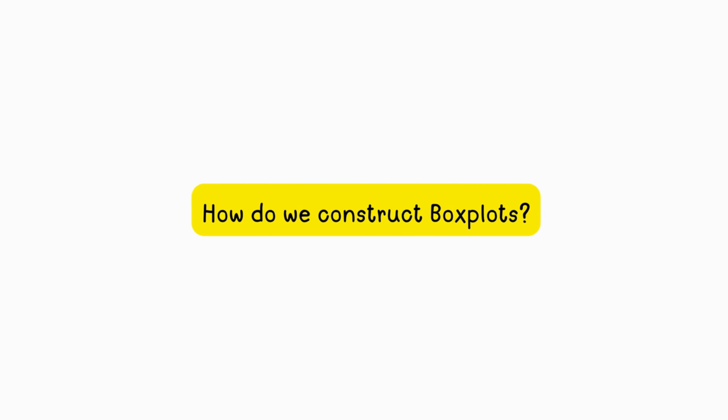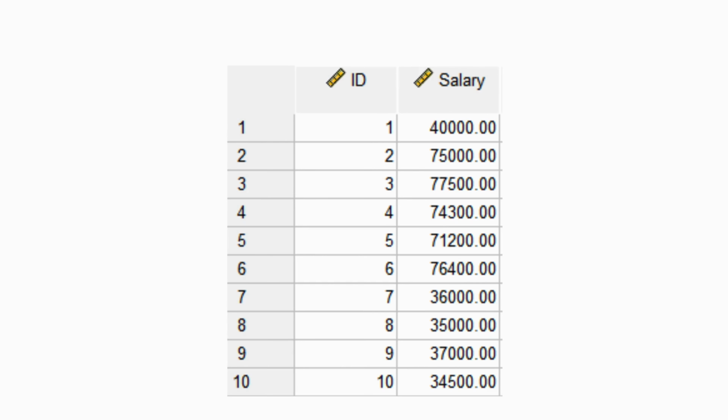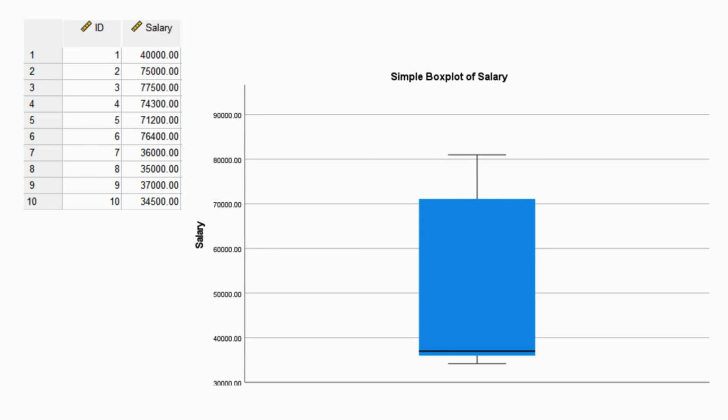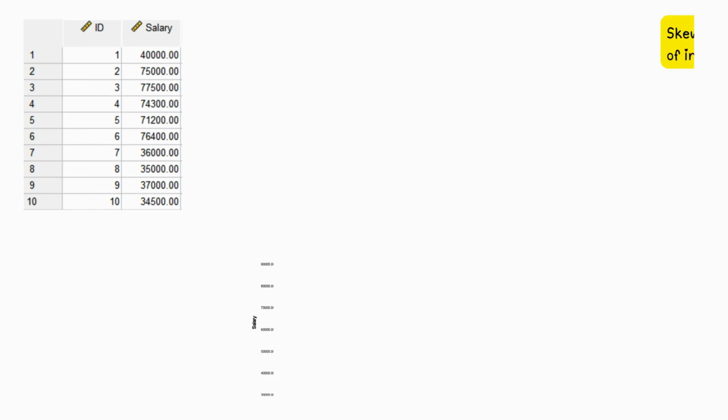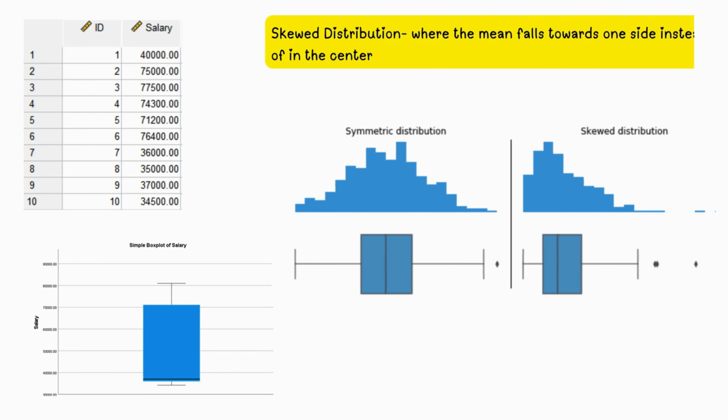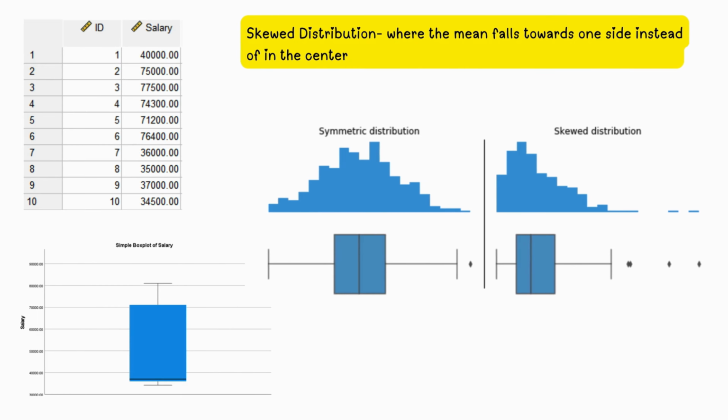How do we construct box plots? Let us take a small data set where we have the salary of 10 individuals along with their ID. So you can see the box plot that was constructed using the salary, where the median, which is now shown as a black line, is towards the bottom of the box, which means this is a highly skewed distribution, which often occurs in case of salary.